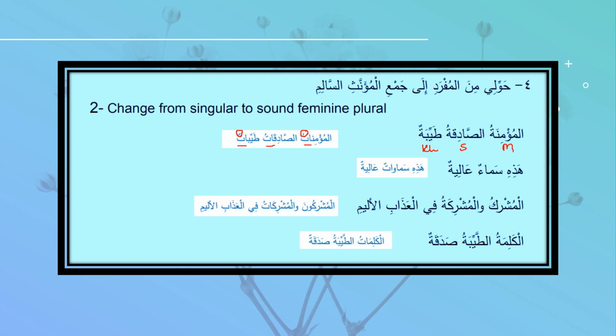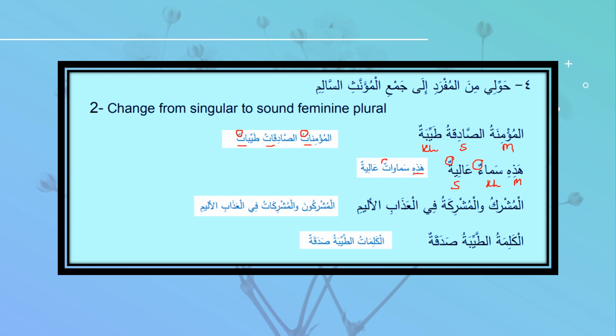And now hazihi sama'un aliyatun. So hazihi is in the position of mubtada. Sama'un, sama is khabar. As you can see, it's nakira. Aliyatun, it's sifa for sama. So it's sifa. Hazihi will remain as it is. And as samawat is ghair aqil, that is why hazihi is singular here. If you can remember, the ghair aqils are treated as singular feminine. So the ism al ishara used for samawat is singular.